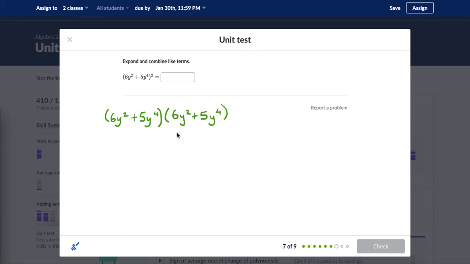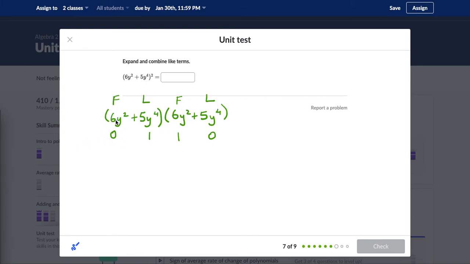Right, so now we need to employ our FOIL method, right? The FOIL method we saw with quadratics. So the first, the outside, the inside, and the last. So look at this: the first terms, the outside terms, the inside terms, and the last terms. So the FOIL method. Let's do the first terms first.